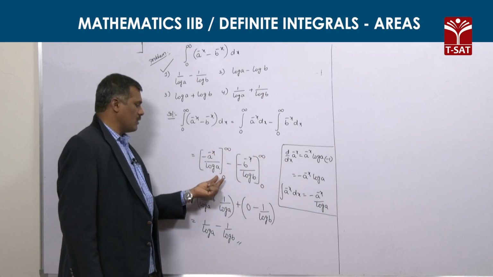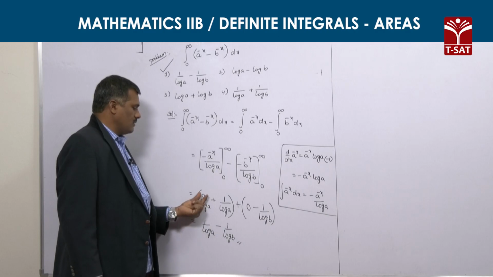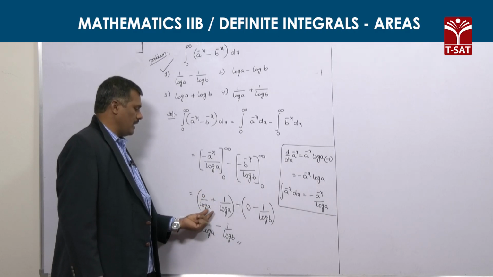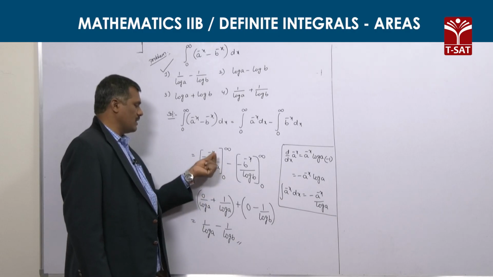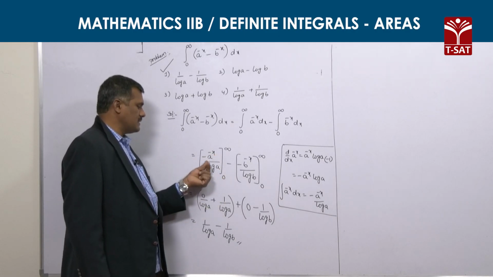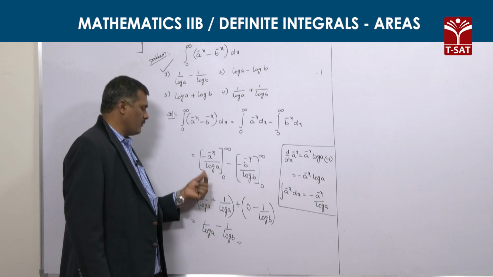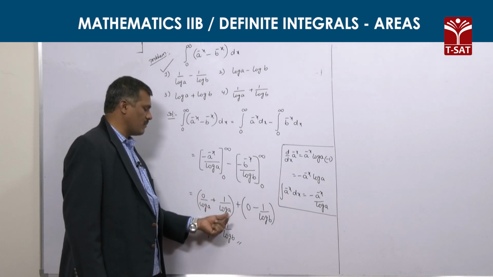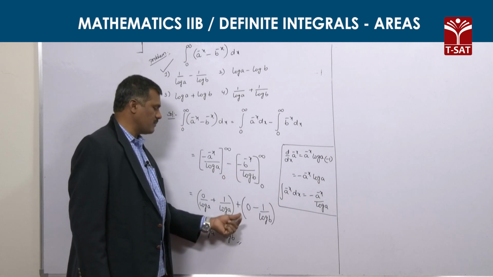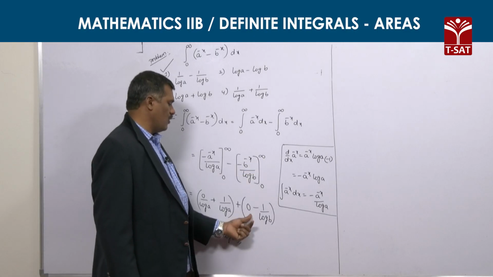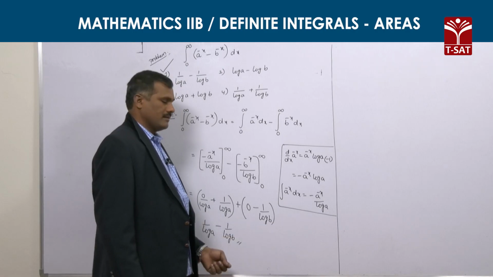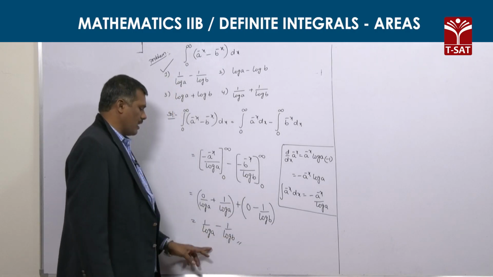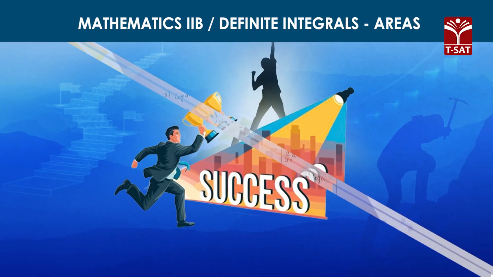Upper limit minus lower limit. Upper limit gives 0, numerator 0 by log a, plus, minus lower limit, anything power 0 is 1, so minus minus 1 by log a, that is plus 1 by log a. Similarly, upper limit 0 minus lower limit gives 1 by log b. So the answer is 1 by log a minus 1 by log b.